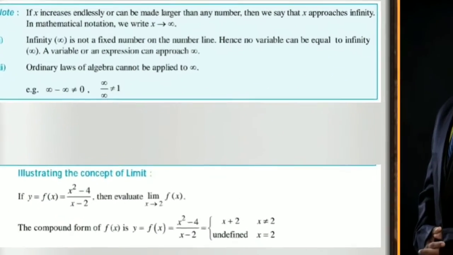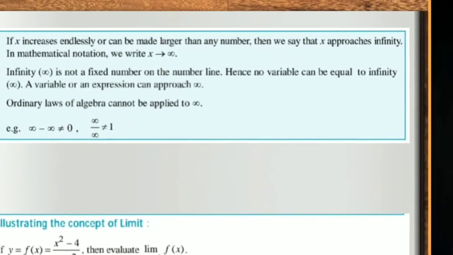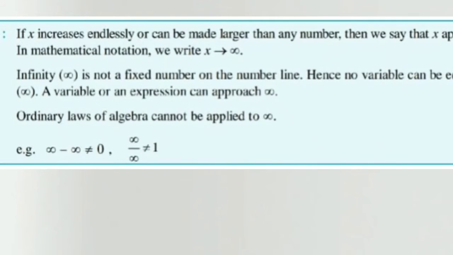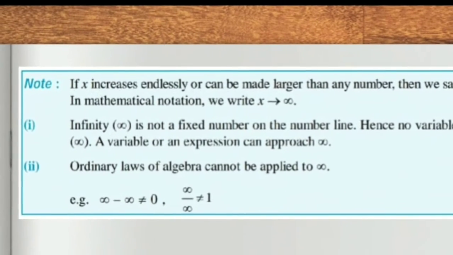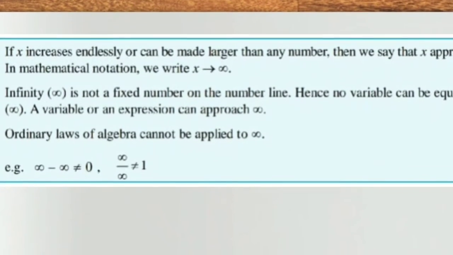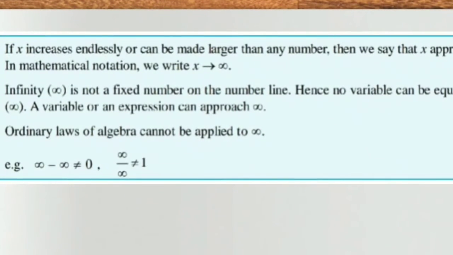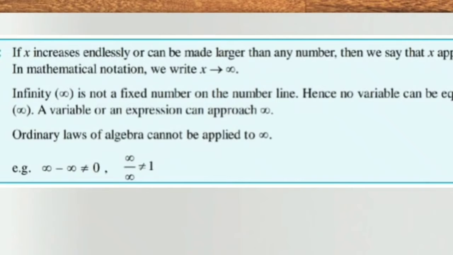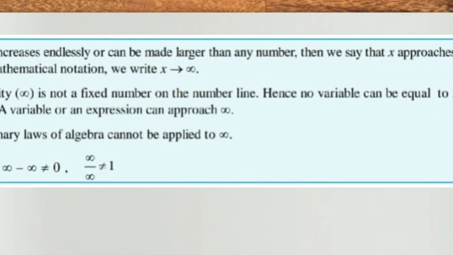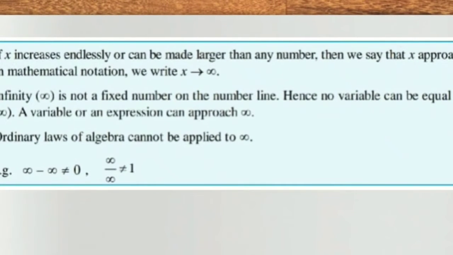Anyhow, a point to be noted here: if x increases endlessly or can be made larger than any number, then we say that x approaches infinity. In mathematical notation, we write x tends to infinity. Infinity is not a fixed number on a number line. Hence, no variable can be equal to infinity. A variable or an expression can approach infinity.